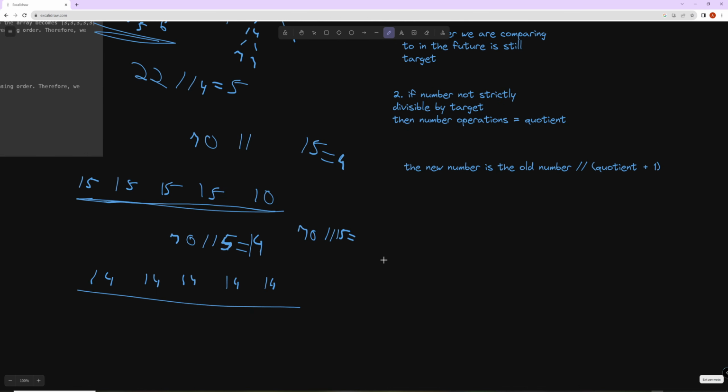And let's try this with a quick number. I think we did do that. So yeah, 70 here, 70 divided by 15 is going to be 4. So then the new number would be 70 divided by 4, which would be 14, I believe. Or sorry, this is wrong a little bit. So the quotient is 4, and then the new number is number divided by quotient plus 1, right? So it's 70 divided by 5, which is 14. And as you see, this would add up to 70, so this would be the ideal solution.